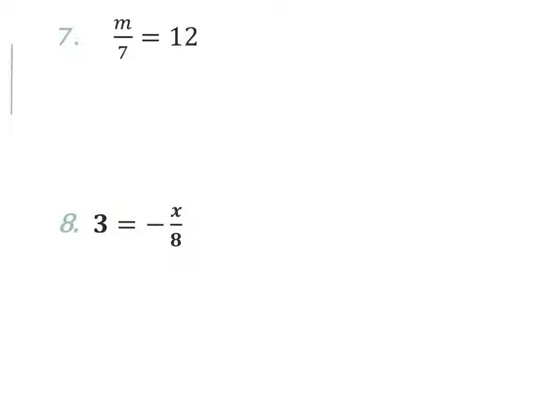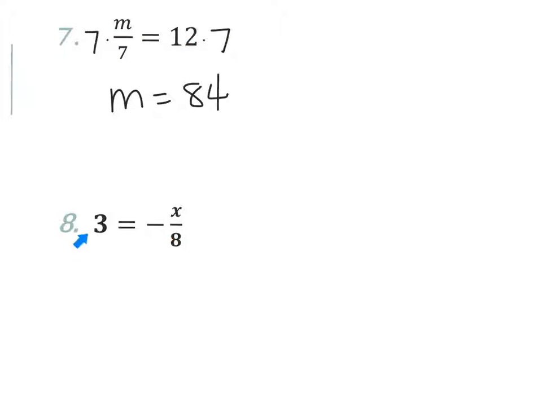All right, we've got 2 more problems to do, so let's do number 7 together. This time I have this fraction line. I have m, and this fraction line means divide. So m divided by 7 equals 12. The opposite of dividing by 7 is multiplying by 7. So m equals 84. I can double check my answer: 84 divided by 7 sure is 12.